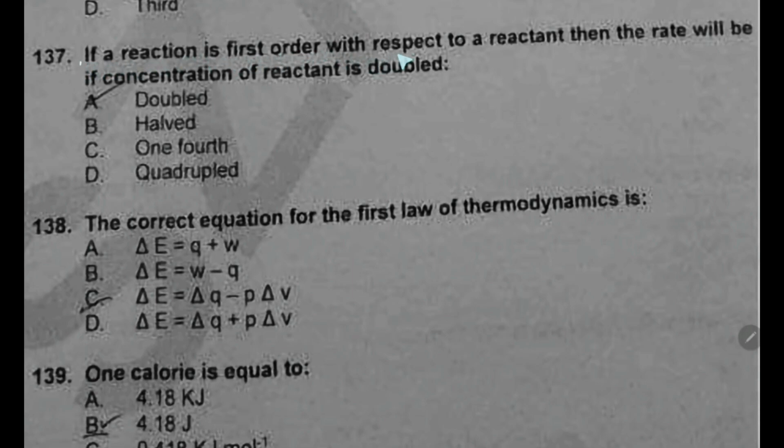If a reaction is first order with respect to a reactant, then what will the rate be if the concentration of the reactant is doubled? The rate of the reaction is first order, and if you increase the concentration by 2 power 1, the increase in the rate will be 2 times, meaning doubled. This is choice A.